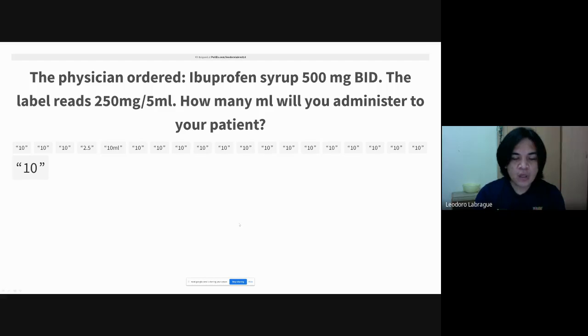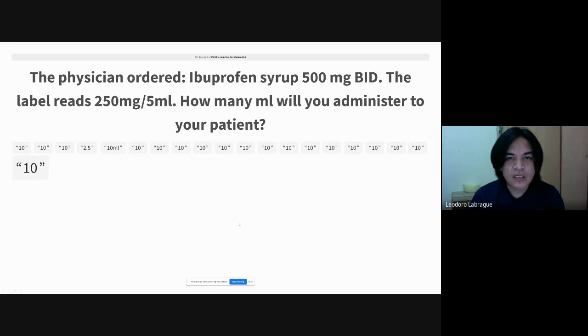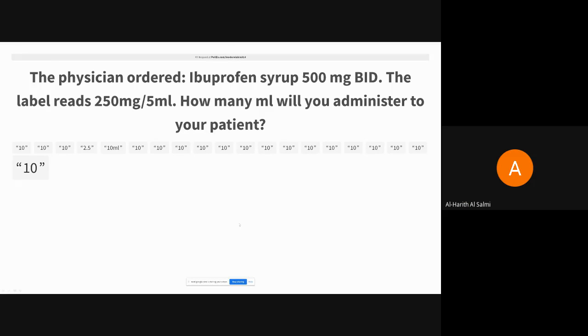Okay, I will call one student. Again, I'm going to call a boy. Al-Harith. Yes, doctor. Okay. The order is ibuprofen syrup 500 milligram BID. The label reads 250 milligram per 5 ml. How many ml are you going to give? What is your answer? 10.